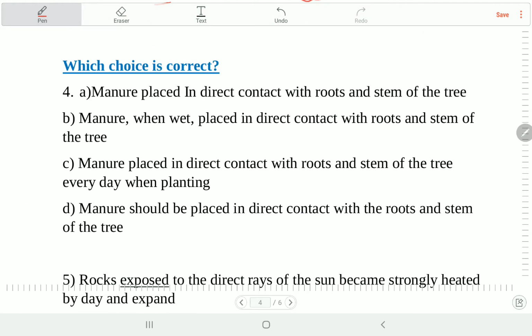Okay, let's see this example. Manure placed in direct contact with roots and stems of the tree. Is that a verb? No, it's a modifier. So B: manure when wet, so it's non-essential. So manure placed. Read example B.